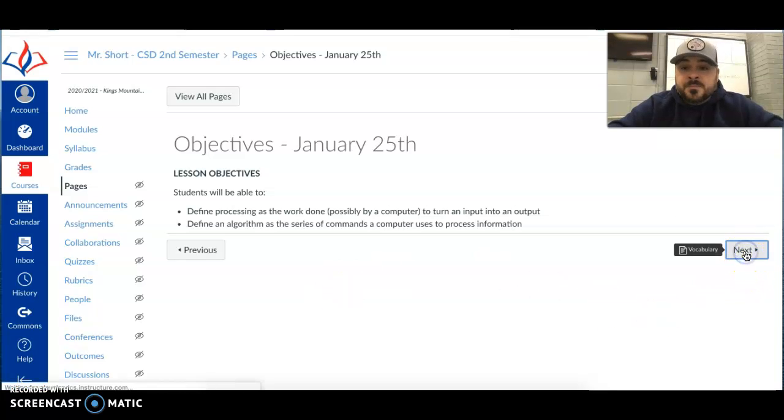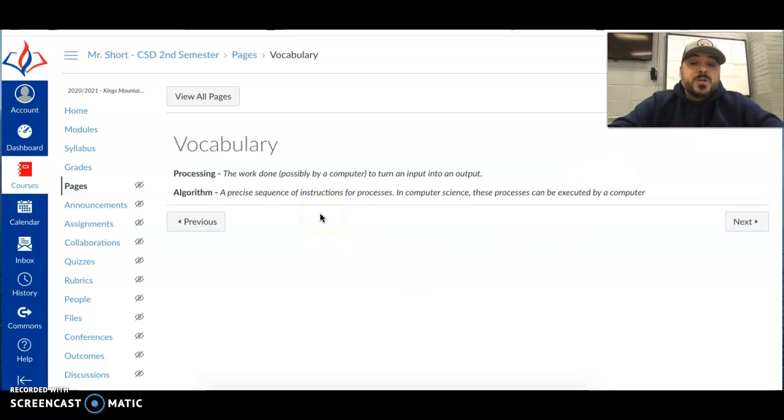So we're going to click Next. This week's vocabulary is the exact same thing as our objectives, guys. That's why it's important that you know these. It's our vocabulary, and it's the things you need to learn as objectives. Processing is the work done, possibly by a computer, to turn an input into an output. Algorithm: a precise sequence of instructions for processes. In computer science, these processes can be executed by a computer. Okay, that's your vocabulary for this week.